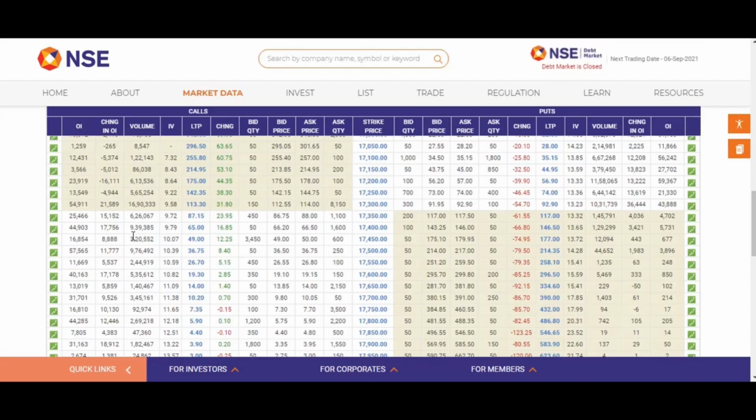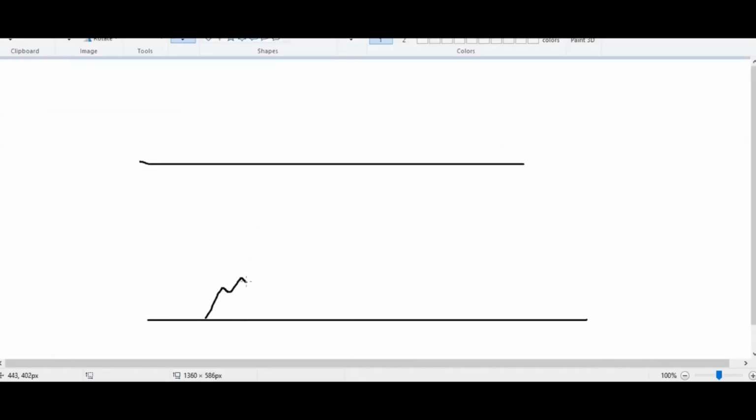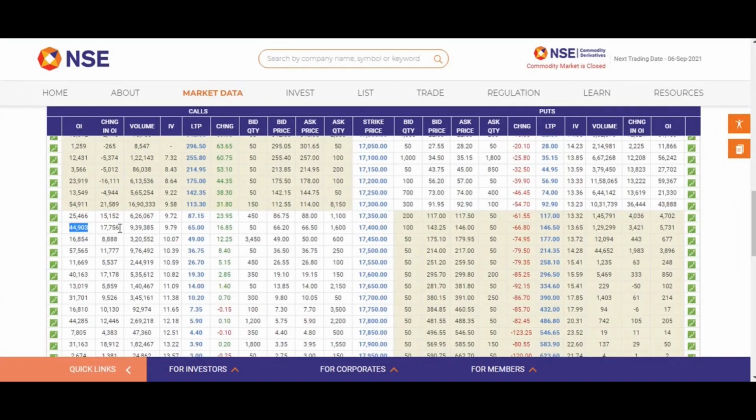Let's see what short covering is. So let's say this 17,000 OI is here, 44,000 total OI is here, and this is an out of the money call, which means if the markets start to go up, the price of this OTM option is going to rise. So if the price of this call starts to rise or the market starts to go up, this call is going to go higher in value, and that is exactly where these option sellers are going to cover their shorts.